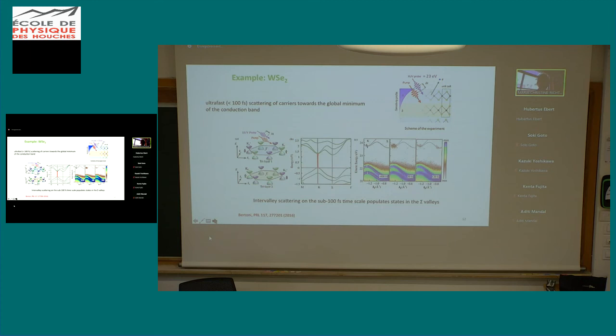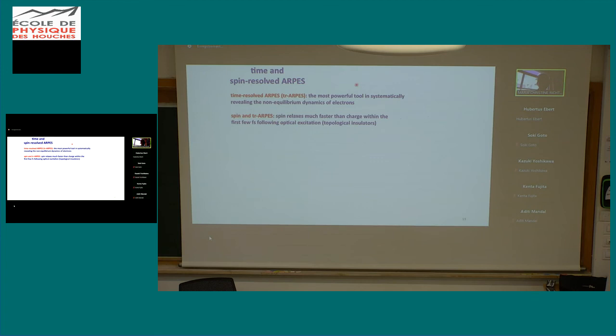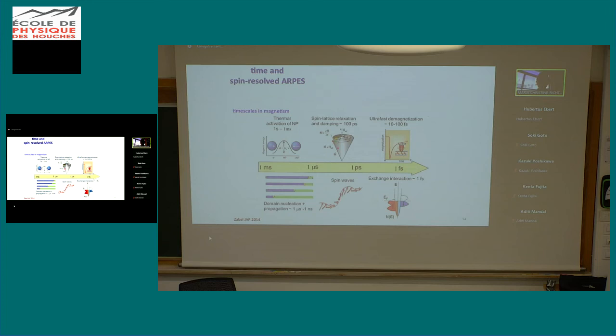Now what we really want is to do time and spin resolved photoemission. But now it becomes more tricky, because we need lots of counts for that. It's already needed for the time resolution, and counts for spin. If you combine both, of course, it becomes more tricky. But this is what we want if we want to understand the ultrafast demagnetization, and we want to do that with femtosecond time resolution.